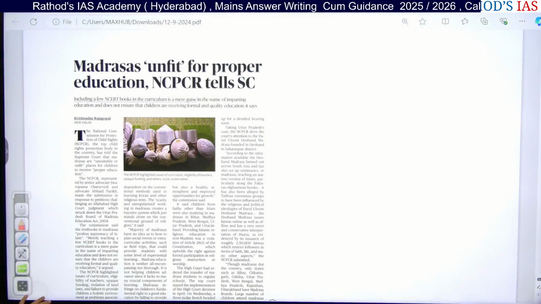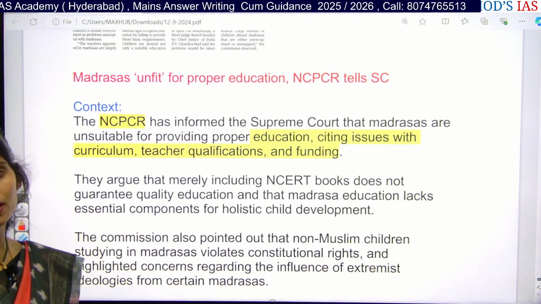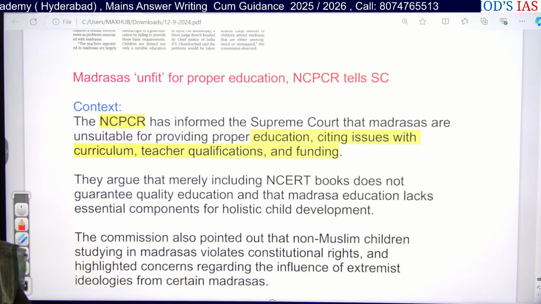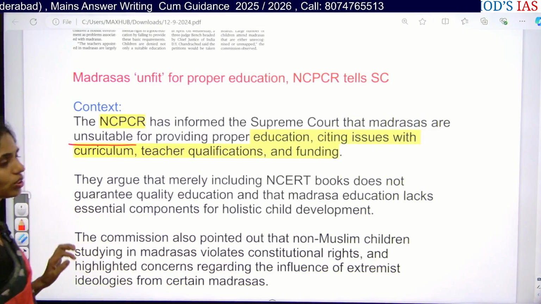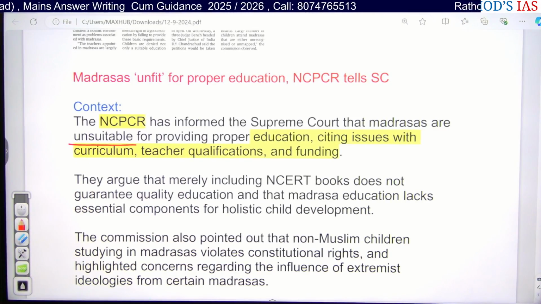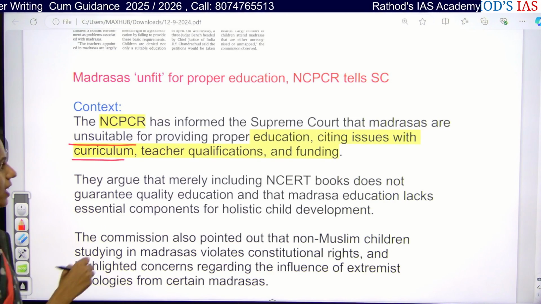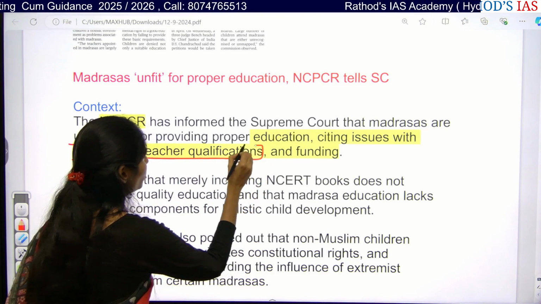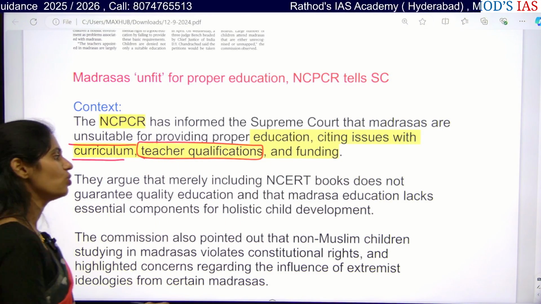Okay, let us see what this article is saying. Here NCPCR came up with a report, and this report has been submitted to the Supreme Court. The report says that madrasas are unsuitable for proper education. They are not giving proper education. But why? Because there is no proper curriculum. They are not following any curriculum, whoever the teachers are, they do not have any qualifications, and there is no proper funding.